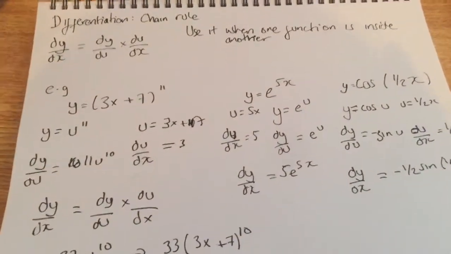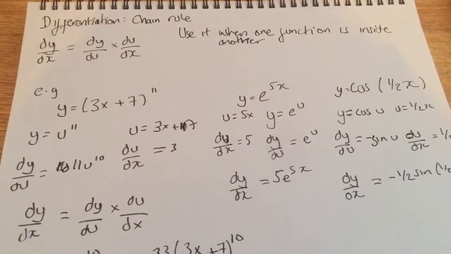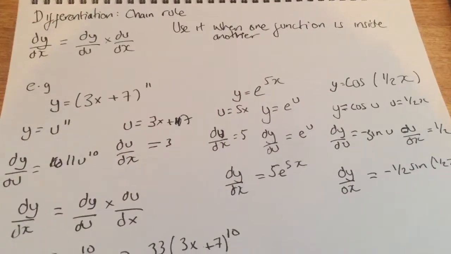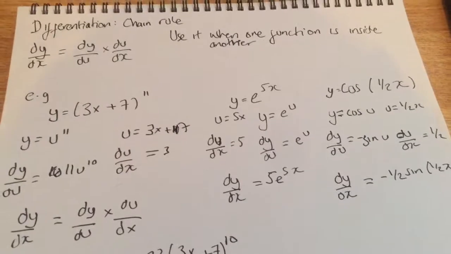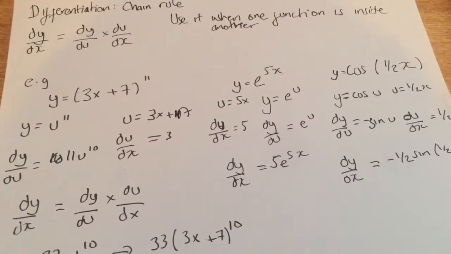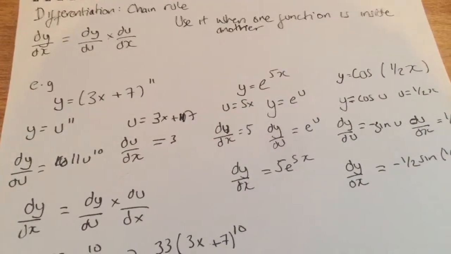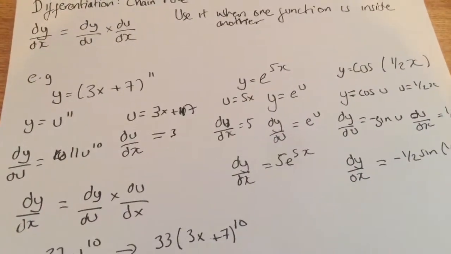Okay, so chain rule. Chain rule is a method of differentiation. The formula is given in the top left hand corner, which probably doesn't make too much sense right now, but we'll go through it. We use it when we have one function that's inside of another, like an fg of x situation or a gf of x situation. We've got three examples here, and hopefully these will illustrate the point quite nicely.